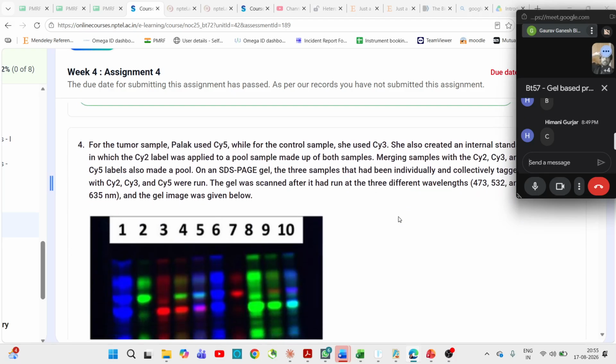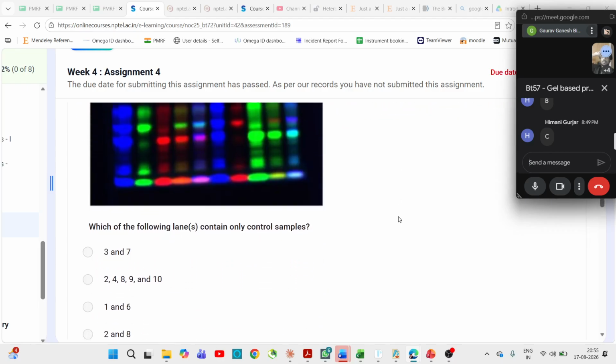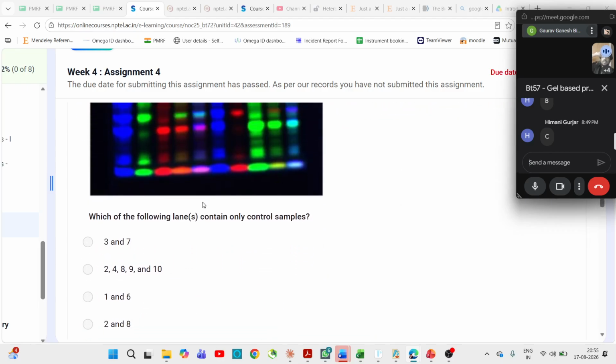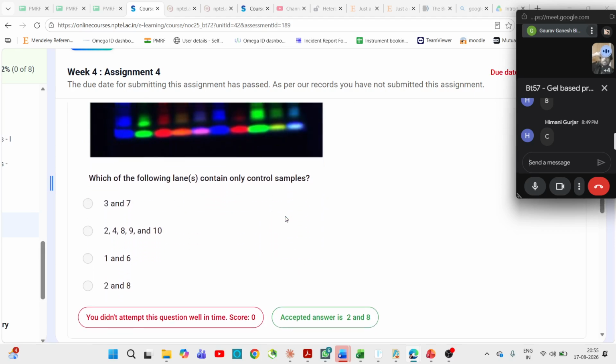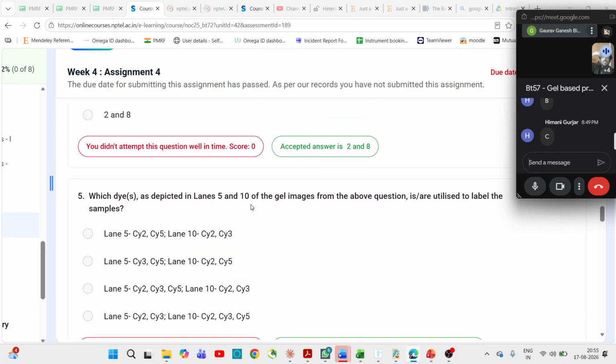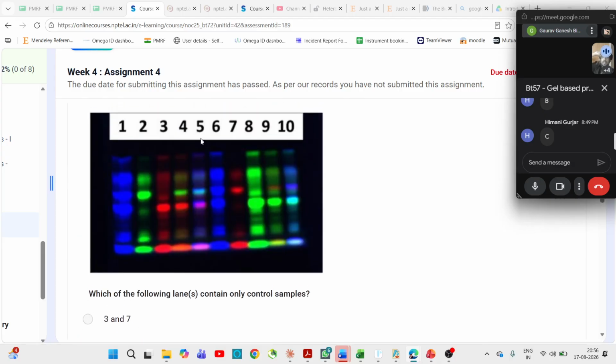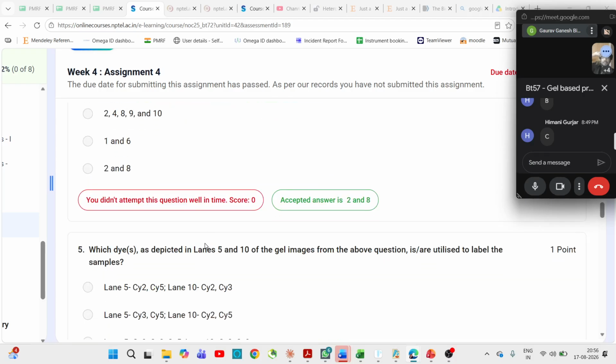This is again a similar type of question. It will take time. Currently we only have 5 minutes, so I'm just skipping this question. Which dye is depicted in lanes 5 and 10 of the gels? Oh, it's the same thing. Lanes 5 and 10 are utilized to label the sample.